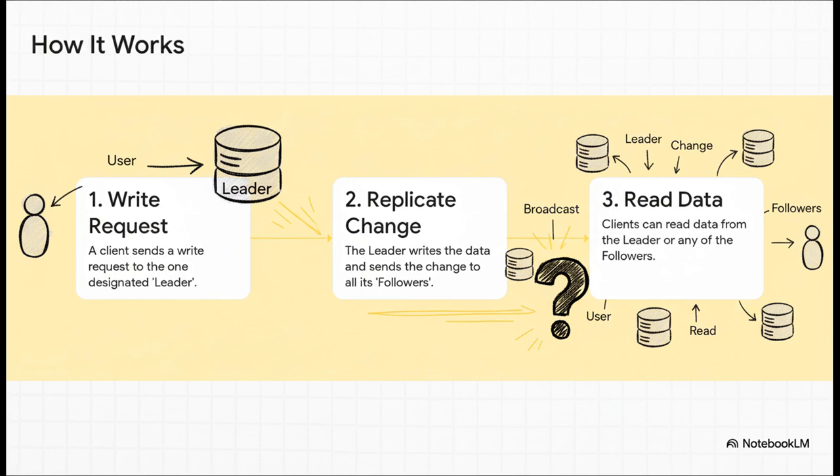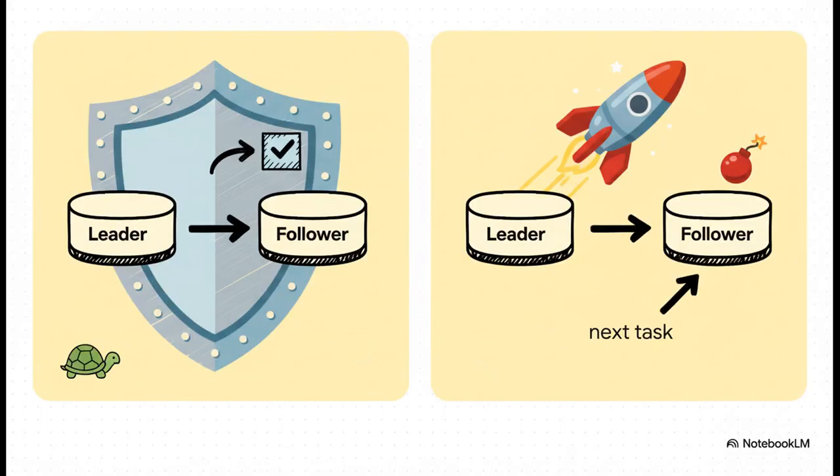But this process forces you to make a really critical decision. And that decision is this. Does the leader wait for a follower to say, "Yep, got it," before telling the user it's done? If it does wait, that's called synchronous replication. It's super safe because you know for a fact the data's in at least 2 places. But it's also slow. The alternative is asynchronous replication. Here, the leader just sends the update out into the void and immediately moves on. It's way faster, but it introduces a pretty serious risk. I mean, what if the leader crashes before that update ever reaches the followers?